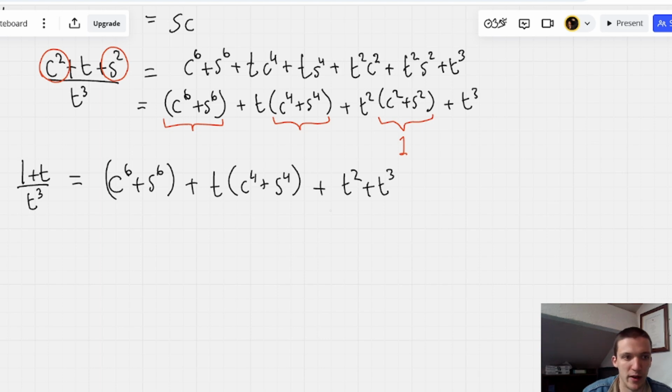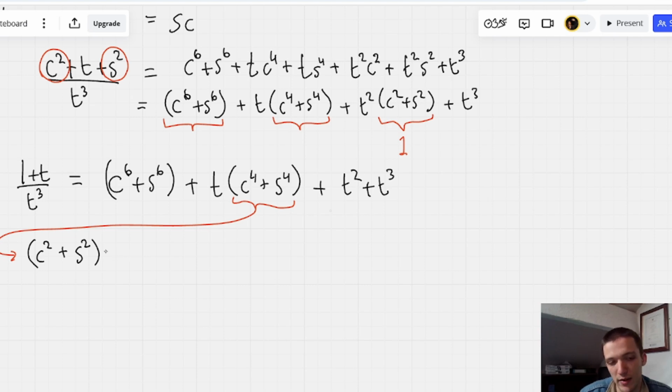Okay, this is what I've got so far. Now let me figure out each of these in turn. I'm going to start with the smallest one, because the smallest one will help us figure out the larger one as well. So, c^4 plus s^4. It would be really nice if I could factor out a c squared plus s squared. Reason being, this is of course equal to 1.